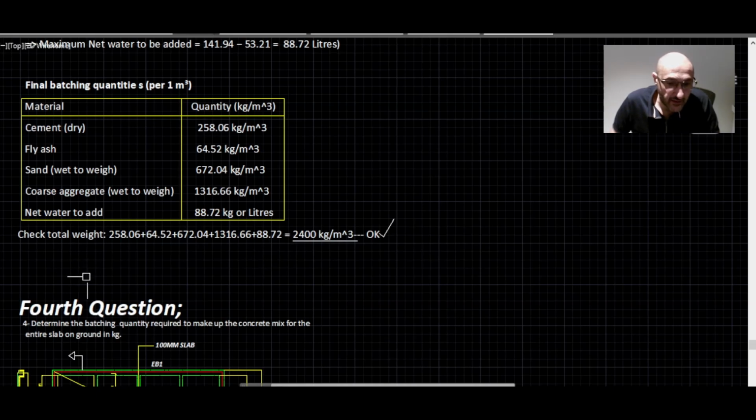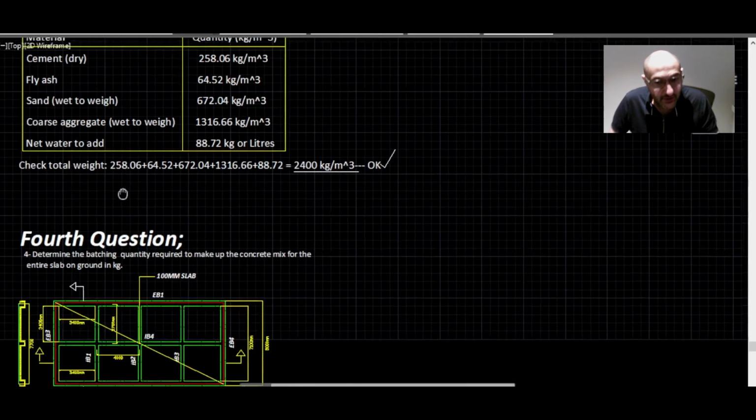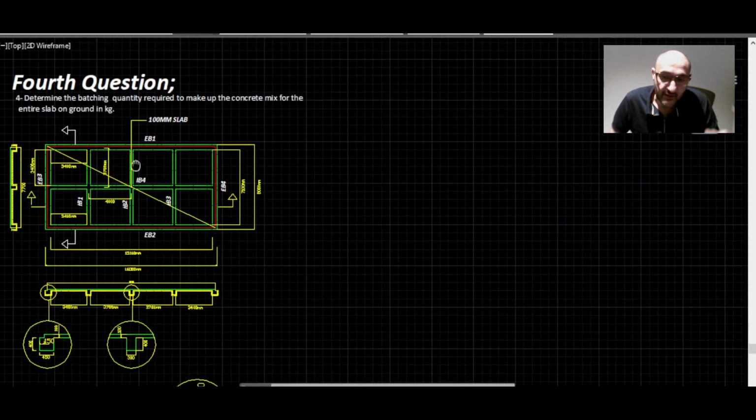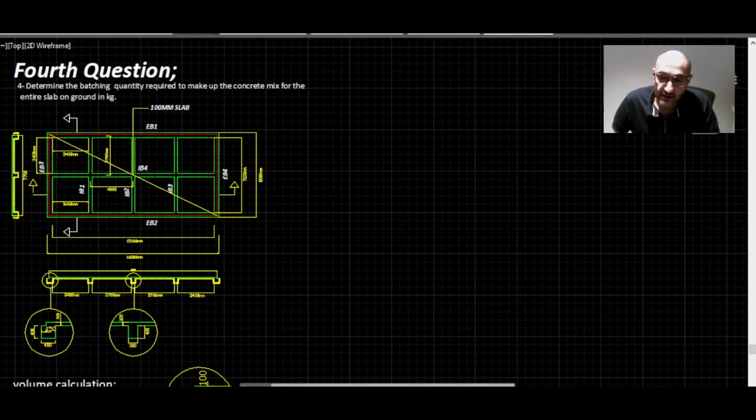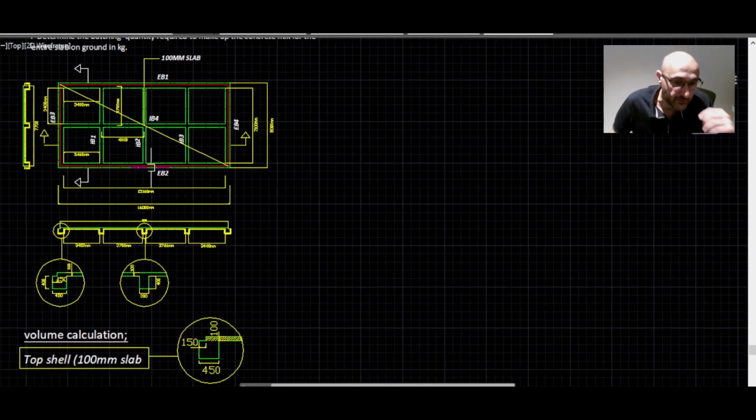All right, the final question, number 4, the fourth one. Let's determine the batching quantity required to make up the concrete mix for the entire slab on ground, and we will document the answer in kilogram. We first need to work out the volume of the entire slab, and we will do this slowly so that we don't miss anything.